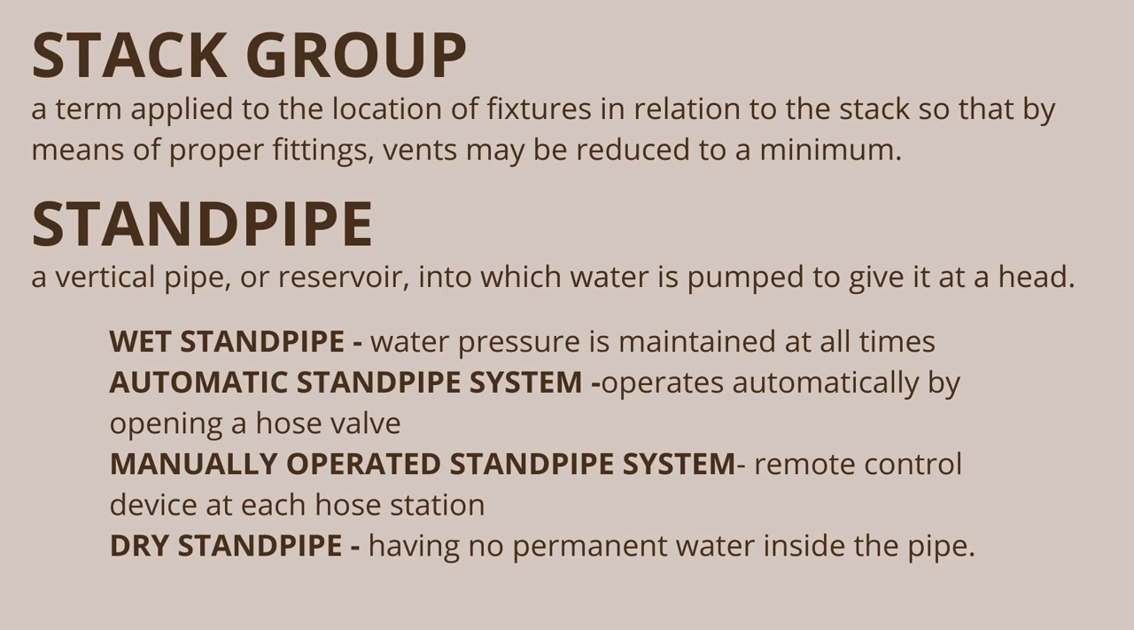Standpipe: a vertical pipe or reservoir into which water is pumped to give it a head. The types of standpipes: note that there are 4 types. Wet standpipe, where water pressure is maintained at all times. Automatic standpipe system, where it operates automatically by opening a hose valve. Manually operated standpipe system, where there is a remote control device at each hose station. Dry standpipe, having no permanent water inside the pipe.